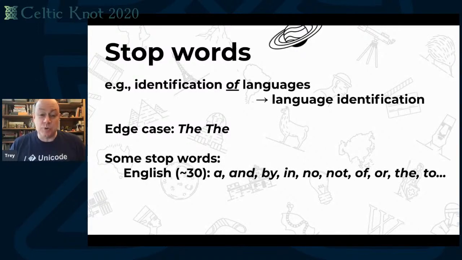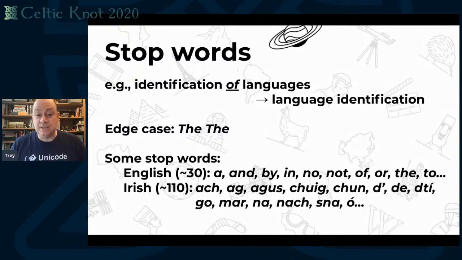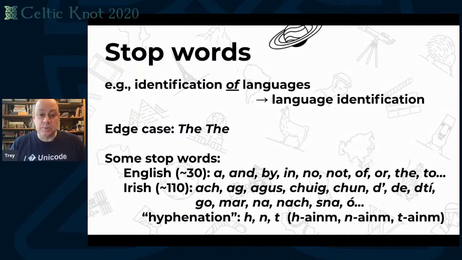English has about 30 stop words configured while Irish has about 110. Irish also has a separate configuration to treat H, N, and T as stop words. So the consonant mutation forms we saw earlier will get ignored. This is a neat example of how lowercasing, tokenization, and stop words all work together to remove those consonant mutation prefixes.